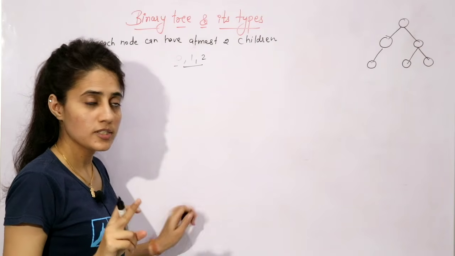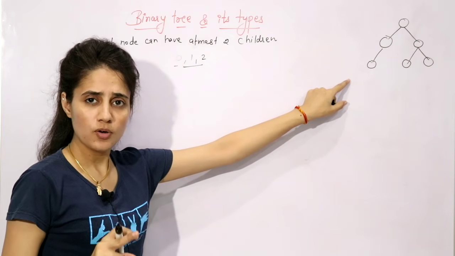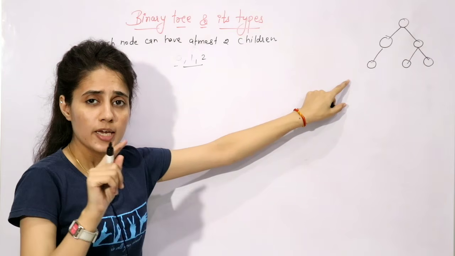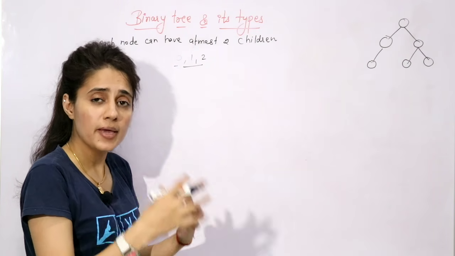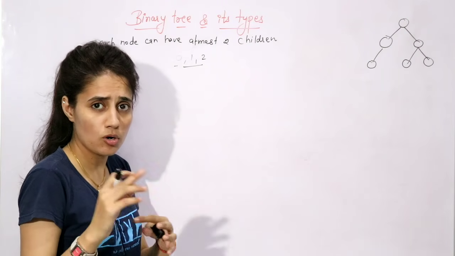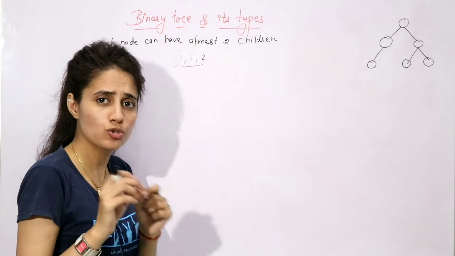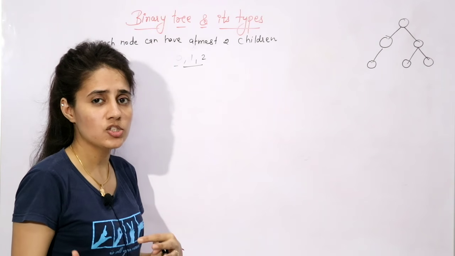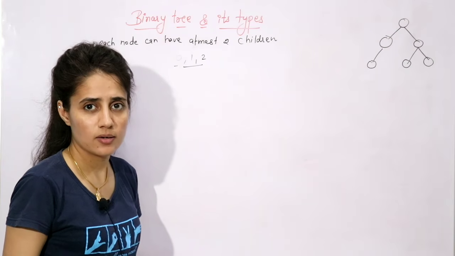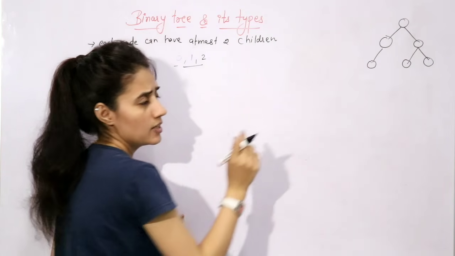Now how we are going to represent this binary tree in memory, that thing we have already discussed in the previous video. Here this is the node, and each node is having information plus may contain links. It is not compulsory that each node should contain a link to another node. If a node does not have any child, then it will not contain any link. So how are we going to represent this binary tree?